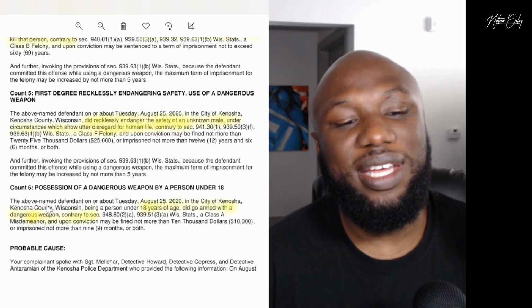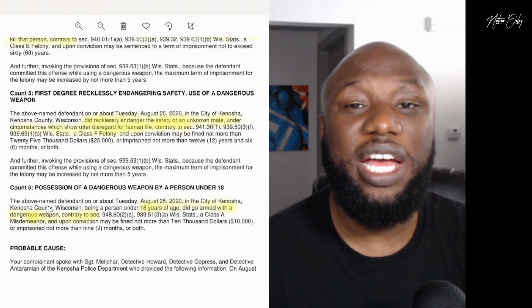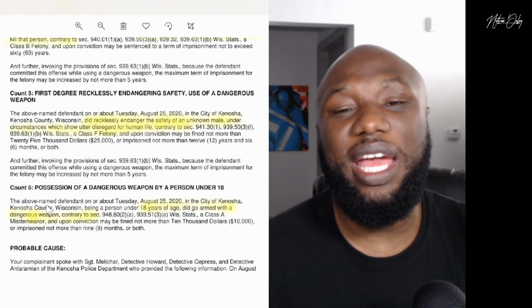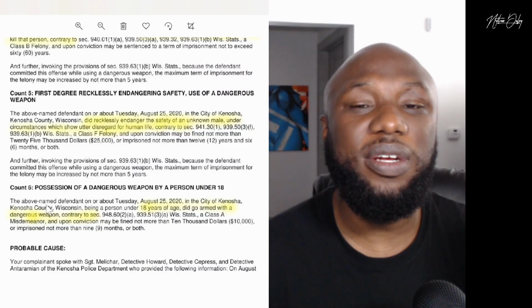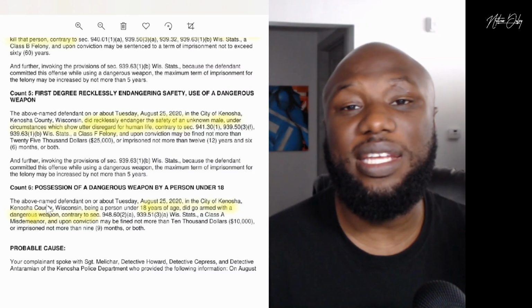Because it's a very catch-all charge, right? Whether he had a handgun or he had a rifle, it doesn't matter. It's constituted as a dangerous weapon. So this charge is strong, it's solid, and it's gonna stick. I think it's very interesting. I think proving intent is gonna be difficult. I think proving the reckless is going to be easy, right?